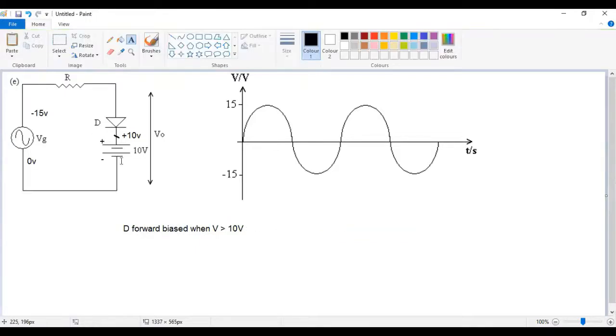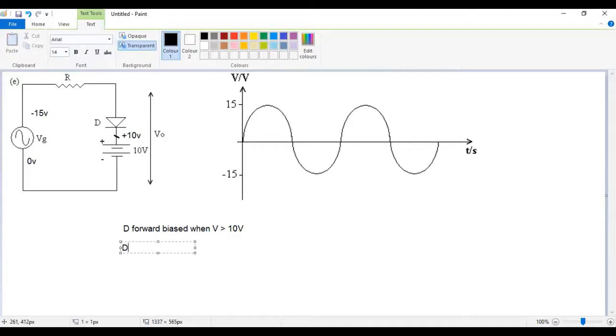Okay, let me explain that again. Based on the approach we're using here, we are fixing this at 0 volts. As we go across the battery, we are changing from minus to plus, so 0 plus 10, we get plus 10 volts here. Now, how does the diode behave? Here's the anode. If the anode is above 10 volts, it is forward biased. And similarly, the diode would be reverse biased when the voltage is less than 10 volts.